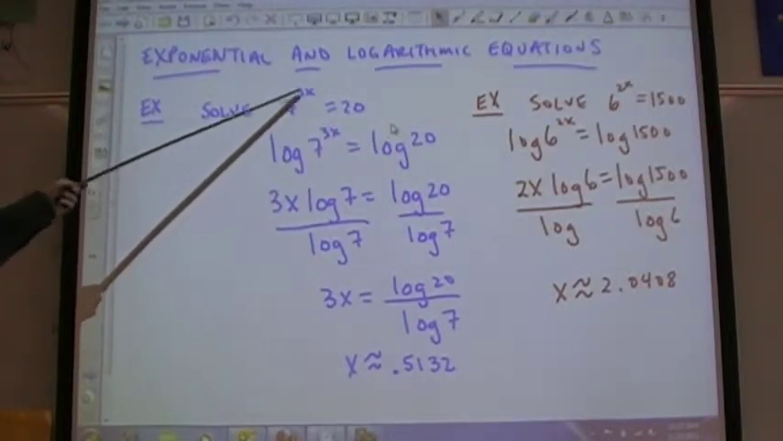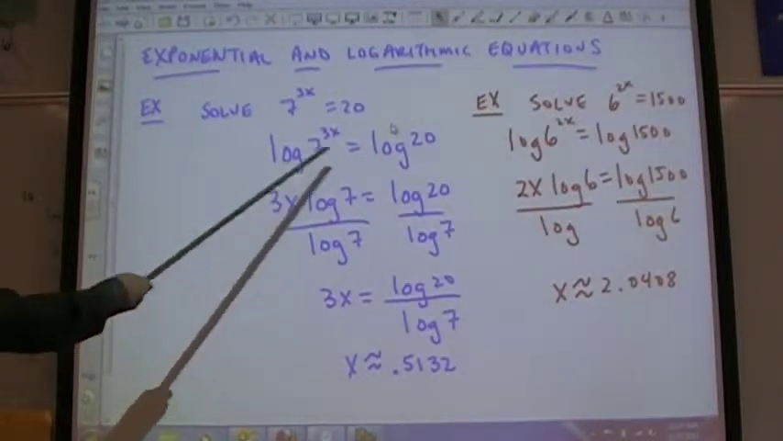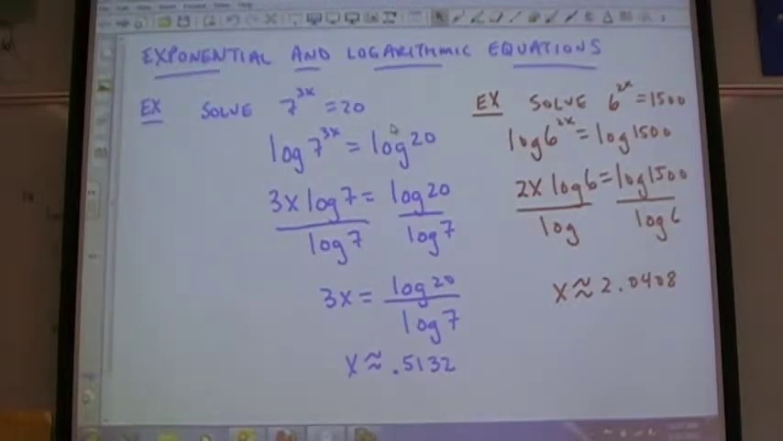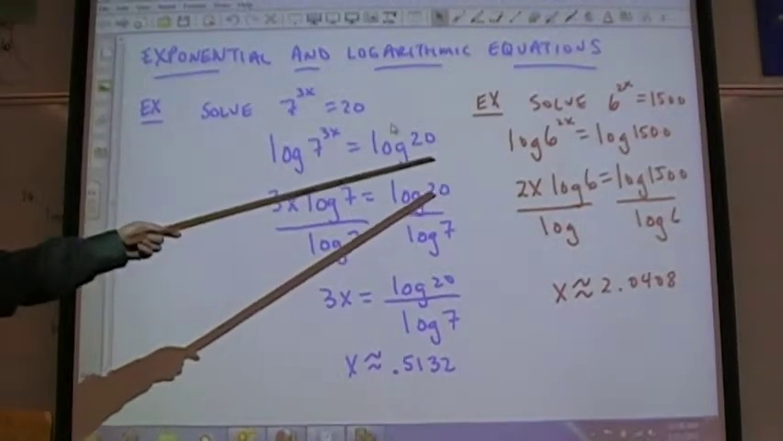So we have 7 to the 3x power equals 20. So what we want to do here, if you do something to one side of the equation, you have to do it to the other side. You can do anything you want to one side, as long as you do it to the other side, it won't change the problem. So if I throw a log in front of both of these, it's not changing the problem at all, because I'm doing it to both sides. That's what I'm going to do. If I can't get the same base number, just put a log in front of both of them.